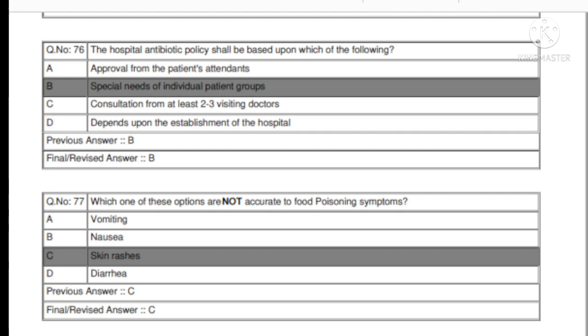Easily A can be removed because approval from the patient's attendants is not needed in hospital antibiotic policy. C part, consultation from at least 2 to 3 visiting doctors, it's not also required. Depends upon the establishment of the hospital, it is not also required. But B is the answer, special needs of individual patient groups. So B is the answer.